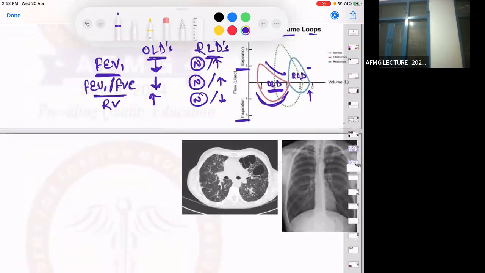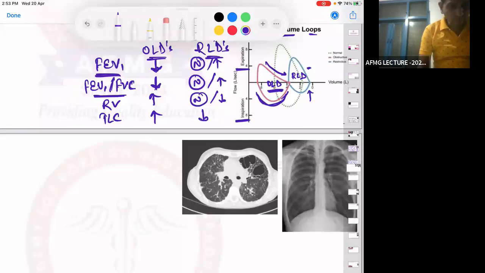Sorry. And if I talk about TLC now, total lung capacity, you have to remember these four parameters, the question is made from this. Total lung capacity, please tell me, is it increased in OLD or RLD? Total lung capacity is increased in obstructive. Why? As I told you, if in obstructive lung disease the air is not able to go out, it will stay in the lungs, so residual volume increases. And if residual volume increases, total lung capacity increases. But in restrictive lung disease, the lungs are not able to expand. Compliance is gone. Therefore, the residual volume decreases, and therefore the total lung capacity decreases.